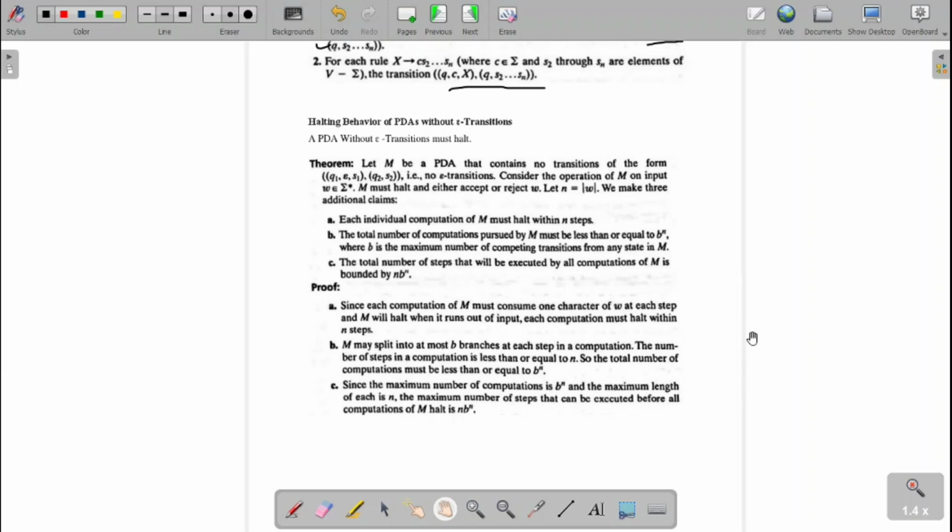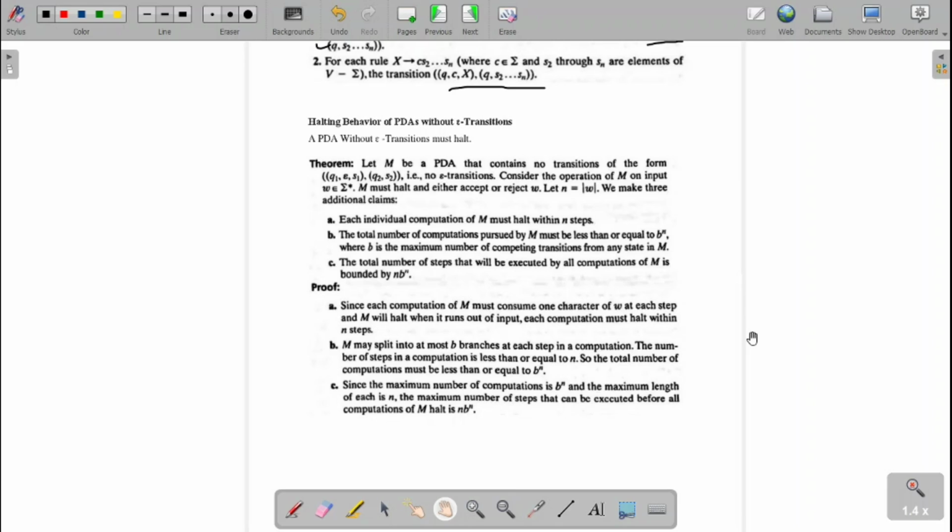M must halt and either accept or reject W. Let n equal the length of the string W. We make three additional claims. Each individual computation of M must halt within n steps. That is, it should be a finite one. The total number of computations pursued by M must be less than or equal to b power of n, where b is the maximum number of computing transitions from any state in M. The total number of steps executed by all computations of M is bounded by n into b power of n.